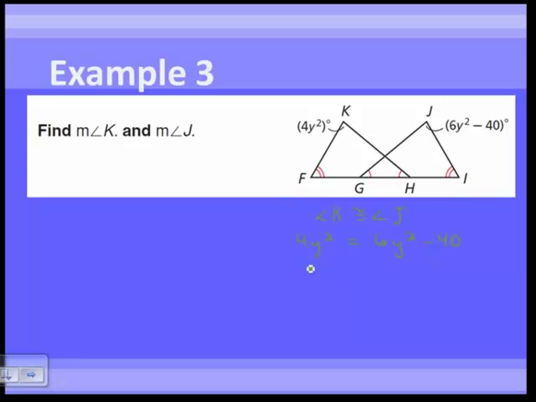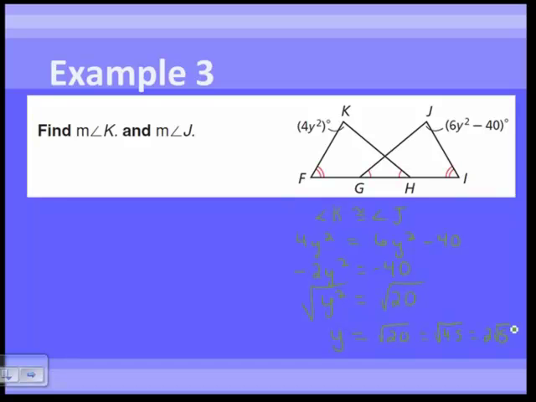quadratic to solve. We would end up with negative 2y squared equals negative 40, which would mean that y squared is equal to 20. And then we could take the square root on both sides to get y is equal to the square root of 20. But that's just equal to the square root of 4 times 5, which is 2 square roots of 5. And you can get a decimal approximation for that as well.